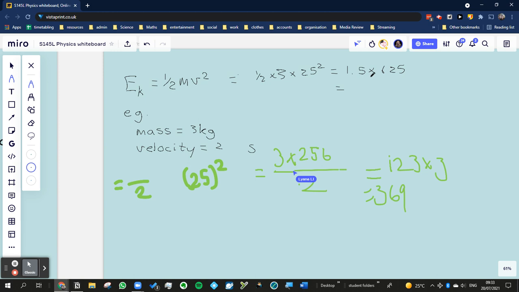Now, I don't really want to practice the mental arithmetic at the moment, so I'm just going to tap this into my calculator, and the answer is 937.5. Now the unit of energy is joules. Oh, you knew that already. Good stuff. So that's our first calculation, calculating kinetic energy.